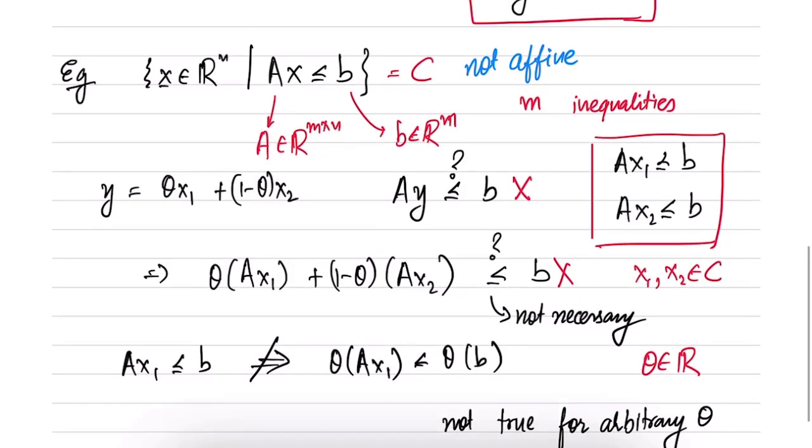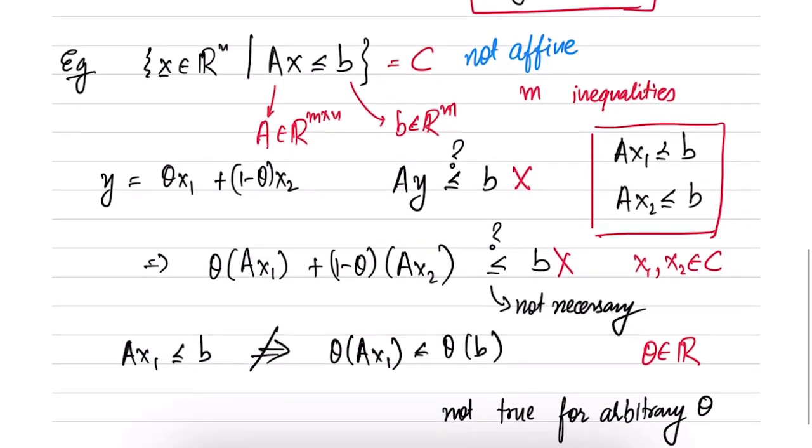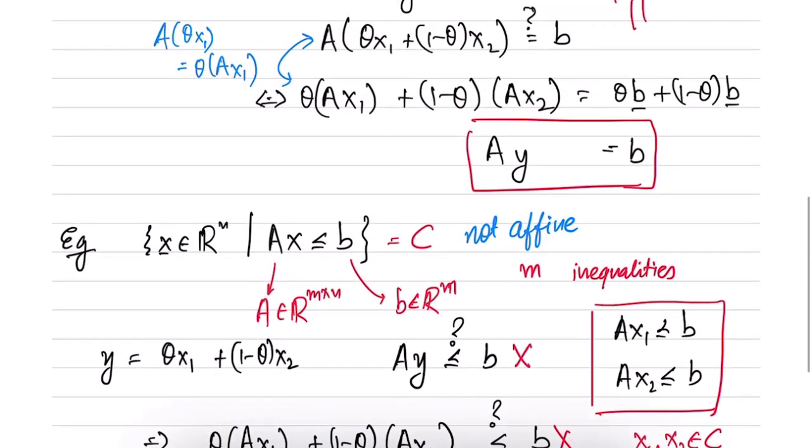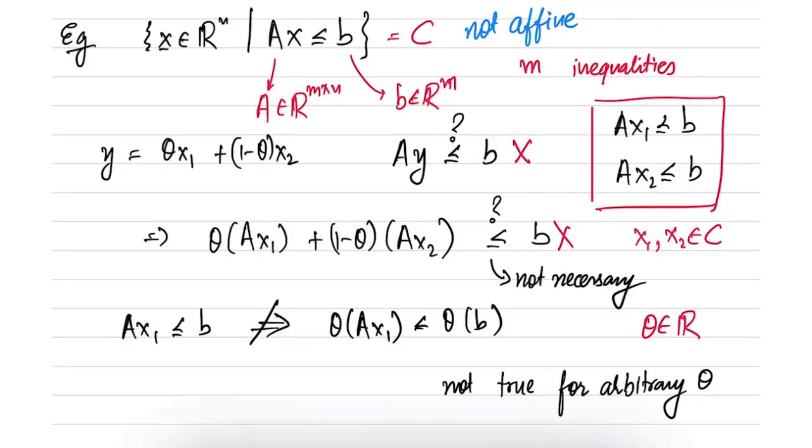So please try to understand the logic here. In the earlier case, we were able to see that Ay is equal to b regardless of the choice of theta. And in this case, we are able to show that this is true only when theta is positive, which means that this is not true for arbitrary theta, and therefore the definition does not hold, and therefore C is not an affine set.